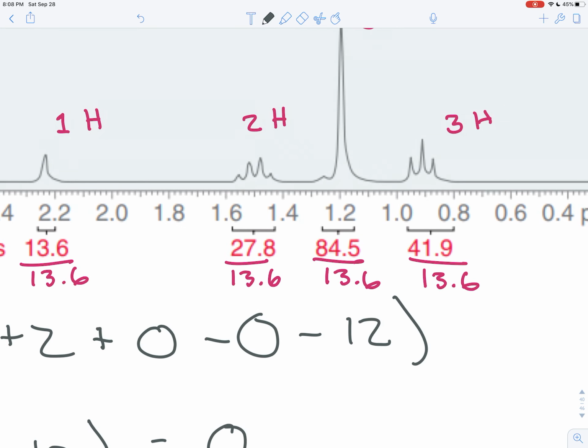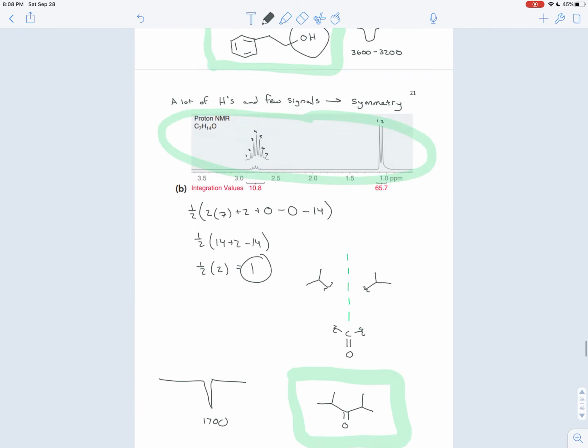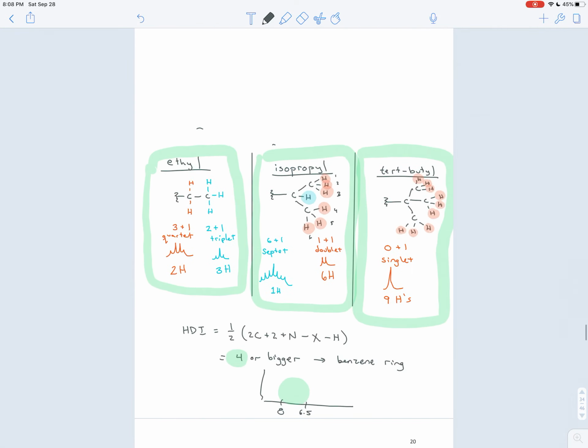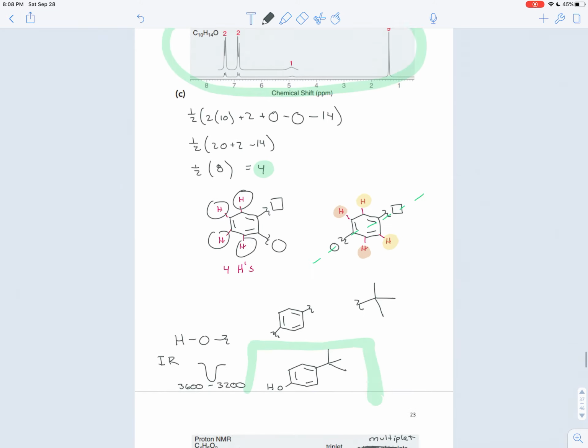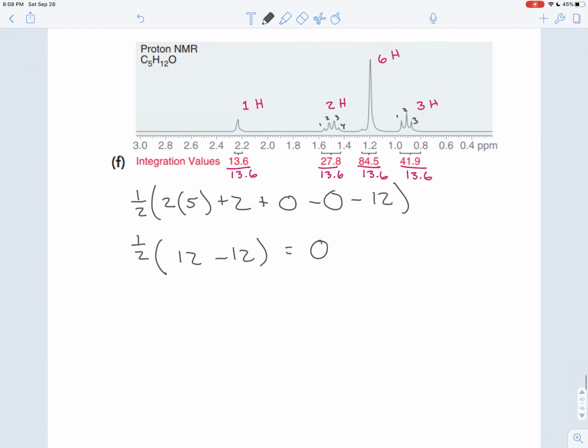Now notice here you have 1, 2, 3, 4. That's a quartet with 2 hydrogens in it, and you have a triplet with 3 hydrogens in it. That is one of those patterns, the pattern for an ethyl group. So a quartet with 2 hydrogens in it and a triplet with 3 hydrogens in it, that's a sign that you have an ethyl group. So we know that one of our puzzle pieces will be an ethyl group. So that takes care of those 2 signals.